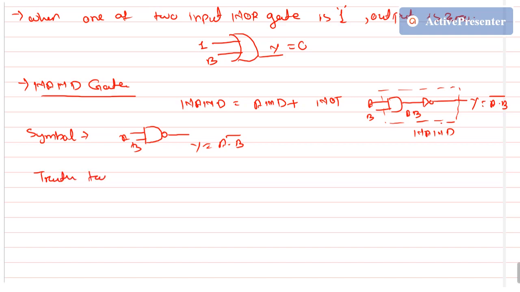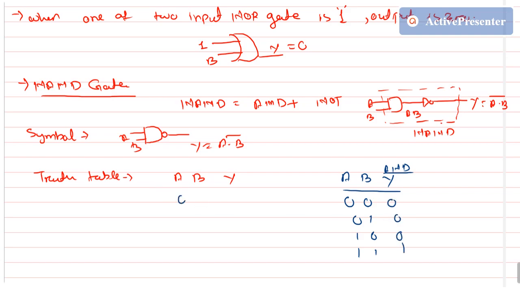What is the truth table for this? The truth table is just opposite to AND gate. Okay, for your reference, let me write the AND gate truth table here: 0 0, 0 1, 1 0, 1 1. So for AND gate, what is the output? For 0 0 it is 0, 0, 0 and 1. But in case of NAND gate, it will be different.